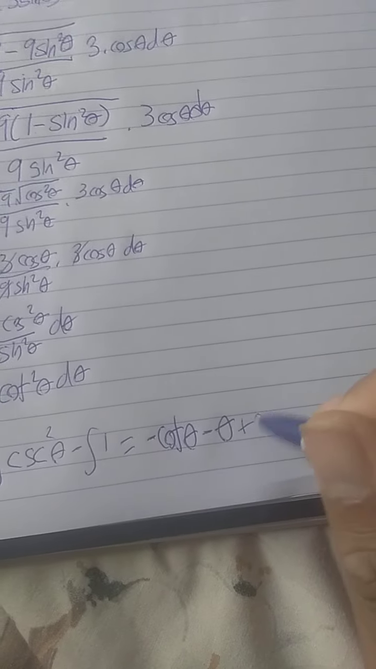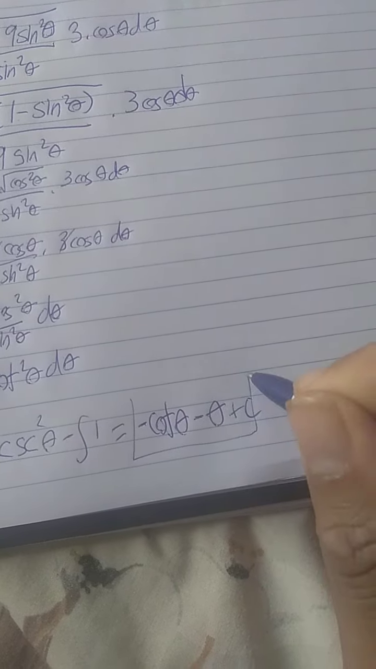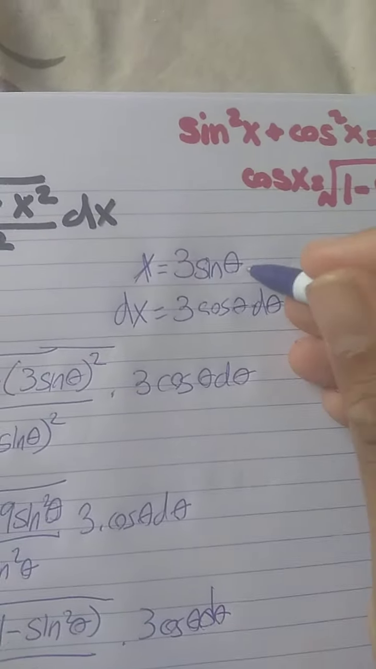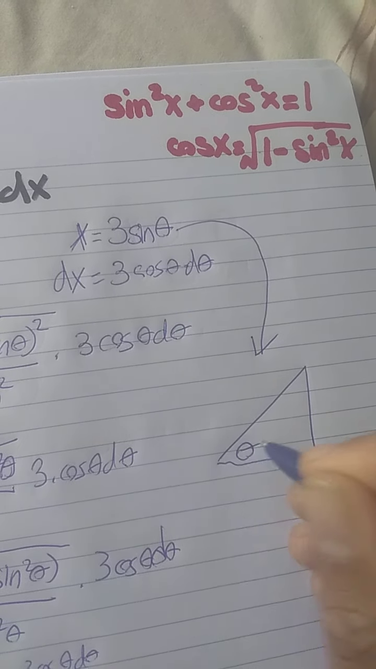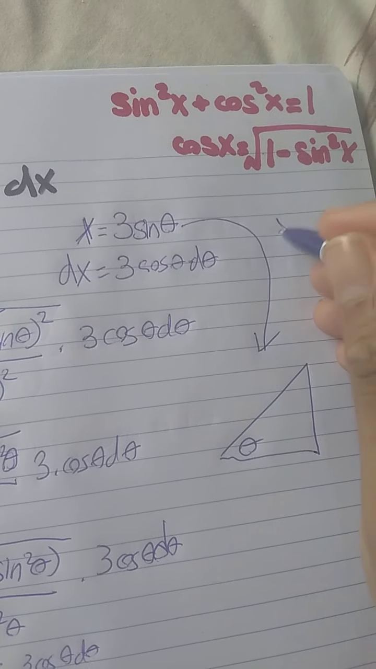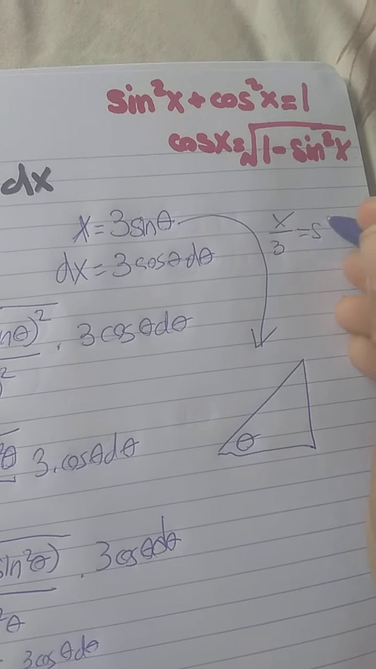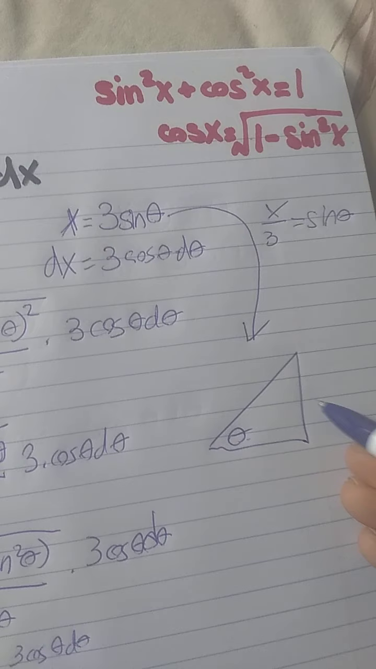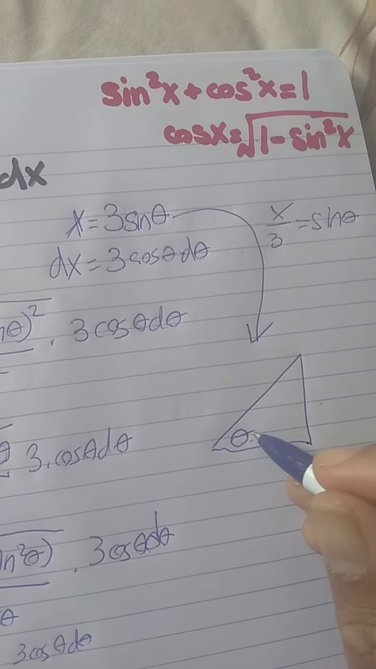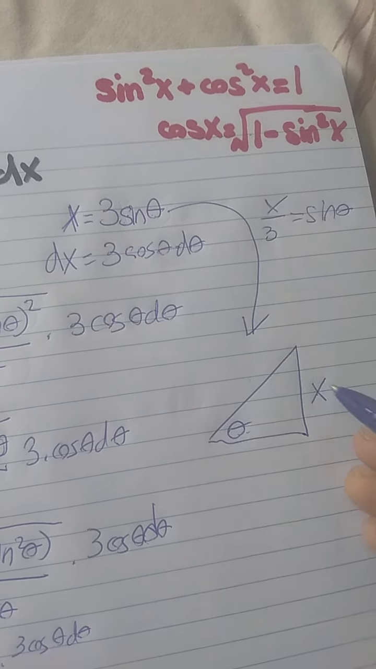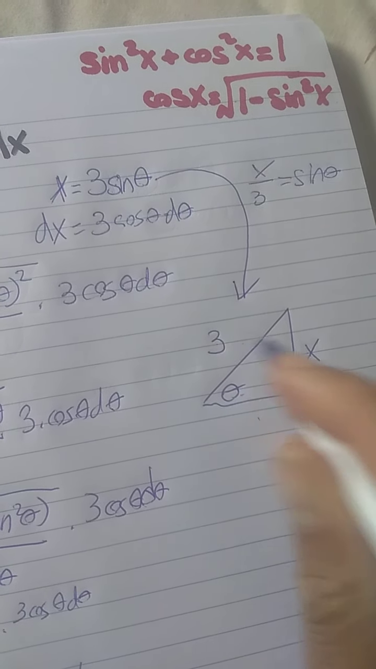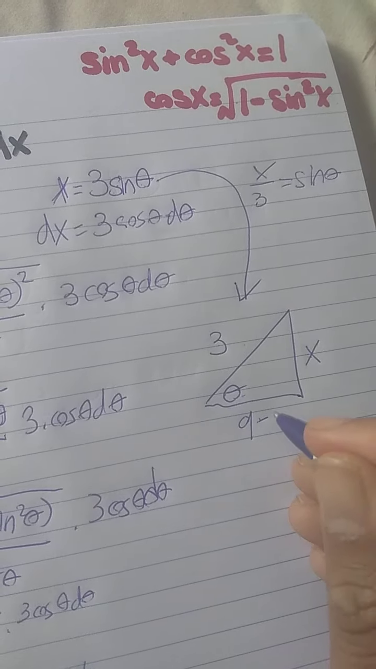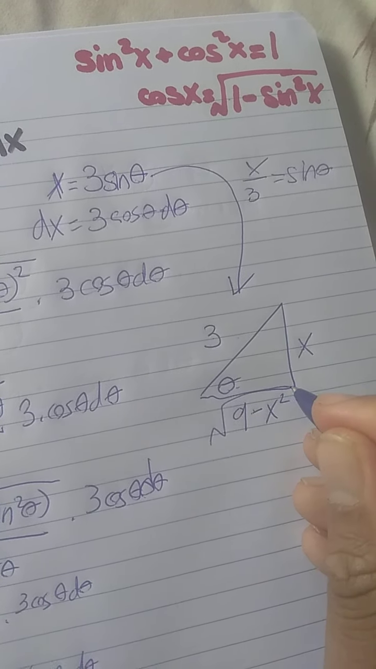Now, we can't just leave it in this form. This is actually our integral, but we have to go back up here. So when we go back up here, we want to create a triangle out of this. So what is theta? Well, we know x divided by 3 equals sine theta. What's sine? Opposite over hypotenuse. So this is going to be x, this is going to be 3. Now, what's this? It's going to be this squared minus this squared, all square rooted.